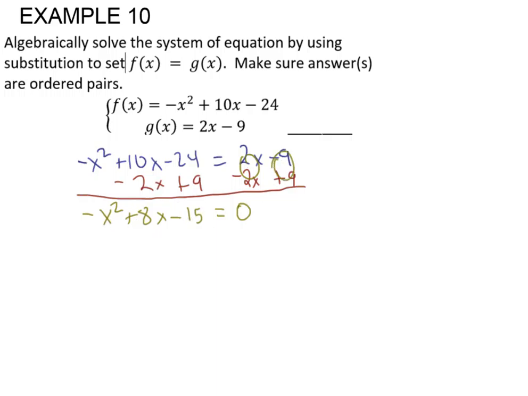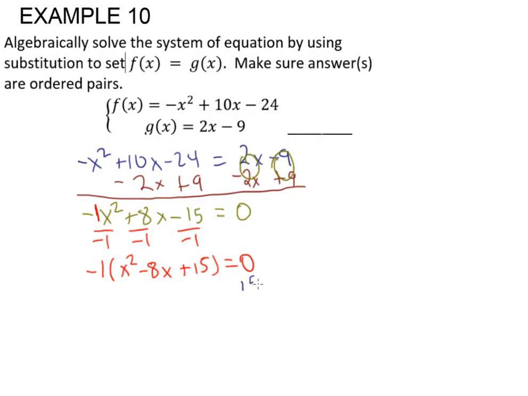Now, I do not like this negative sign hanging out in front. That's a negative 1, so we've got to factor it out. So we're going to divide by negative 1. So I get a negative 1 on the outside, and then I get x squared minus 8x, and then negative over negative is positive 15, and that equals 0. Now we can factor that.